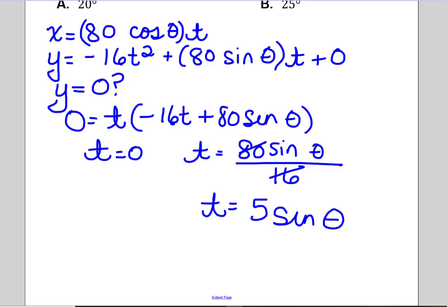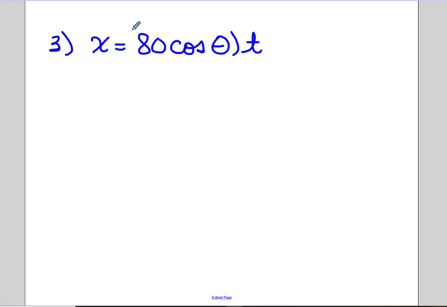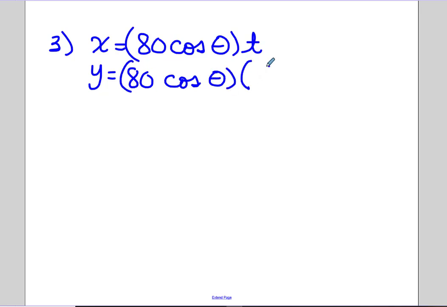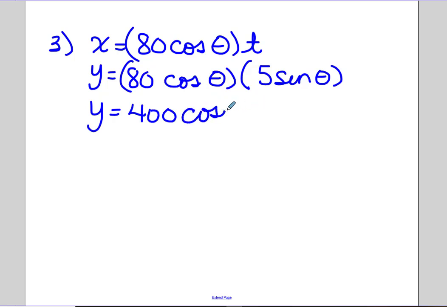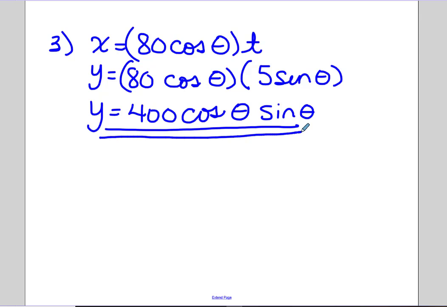So we could have a general formula. Let's go to a new piece of paper. So our third step, we could say x is 80 cosine theta times time, and y is 80 cosine theta times, would we have 5 sine theta? So a general formula, 80 times 5 would be 400 cosine theta sine theta. So this could be our general formula to calculate.